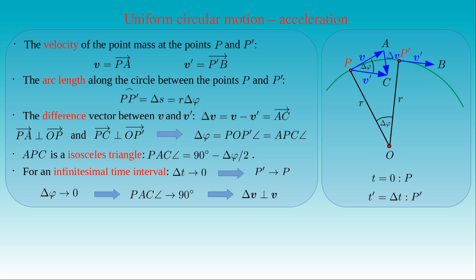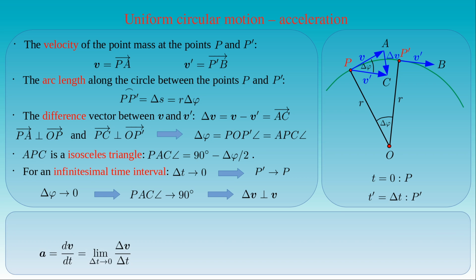Since the acceleration is defined by the derivative of the velocity with respect to the time t, which is the ratio of delta v to delta t with delta t approaching 0, the acceleration of the point mass traveling on the circle is perpendicular to its velocity. Because of its direction, the acceleration of a body moving along a circle at a constant speed is called centripetal acceleration. The magnitude of the difference vector is equal to PA times delta phi, which is the magnitude of v times the angle delta phi.